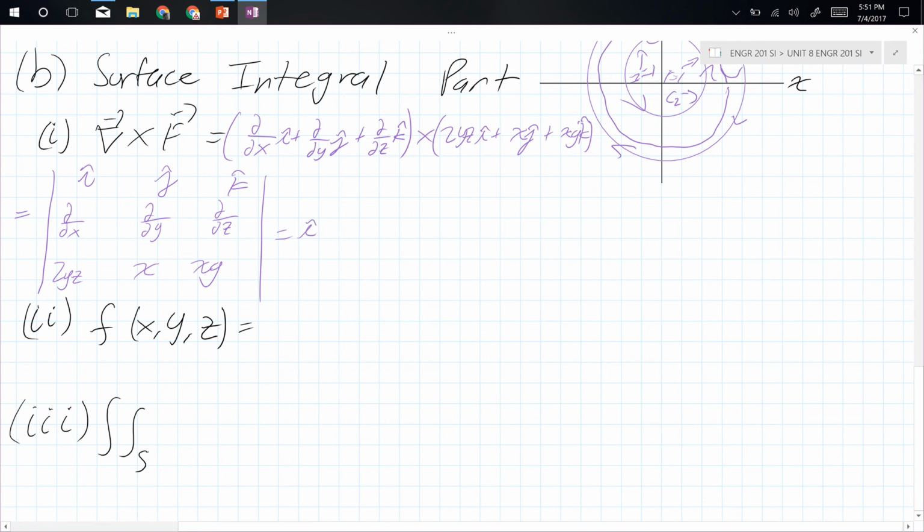So looking at the i term, it's going to be partial of xy with respect to y minus partial of x with respect to z, minus j times partial of xy with respect to x minus partial of 2yz with respect to z, plus k times the partial of x with respect to x minus the partial of 2yz with respect to y.